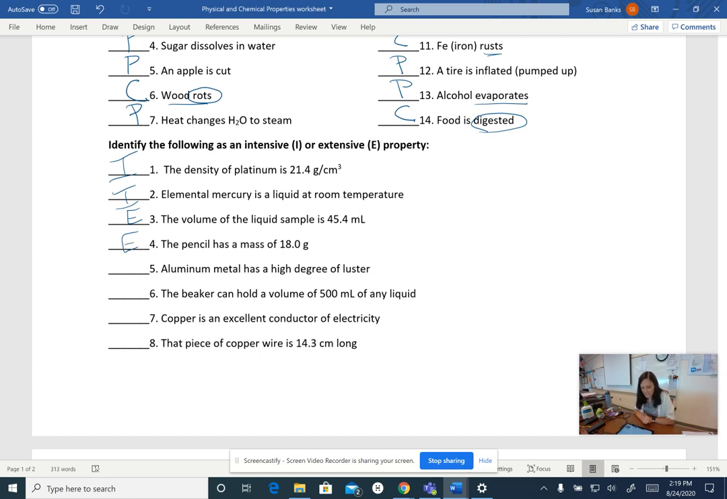So that is extensive. Aluminum metal has a high degree of luster or shine. That is an intensive property. It doesn't matter how much I have. The beaker can hold a volume of 500 mL. Once again, that's extensive because that totally depends on how big that beaker is. Copper is an excellent conductor of electricity. That's intensive. It doesn't matter how much copper I have, it's always going to conduct electricity. A piece of wire is 14.3 centimeters long. That's extensive. That totally depends on how much copper wire I have. How'd you guys do on that section?